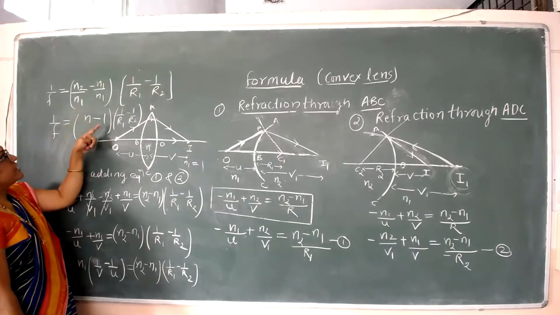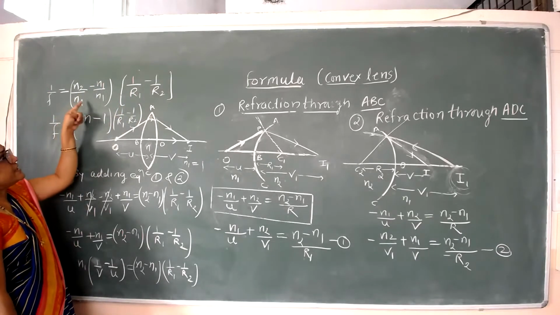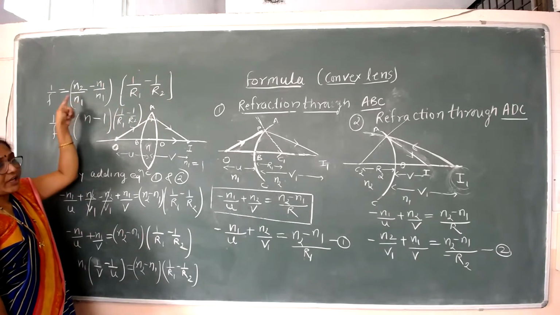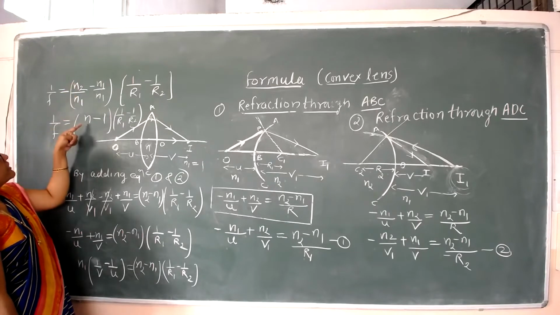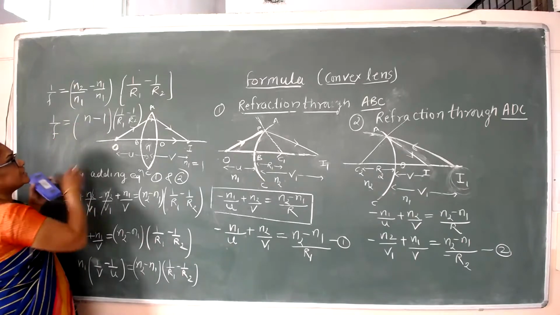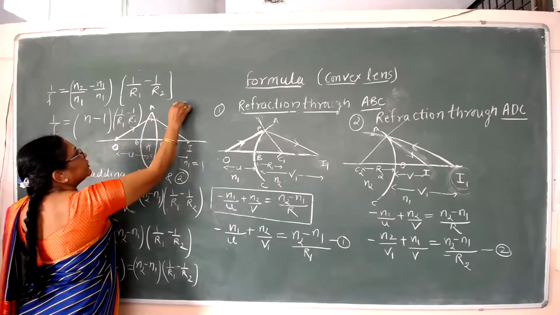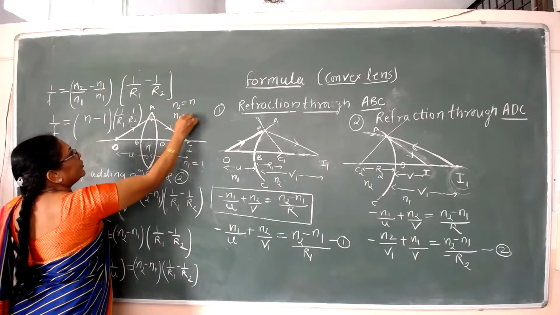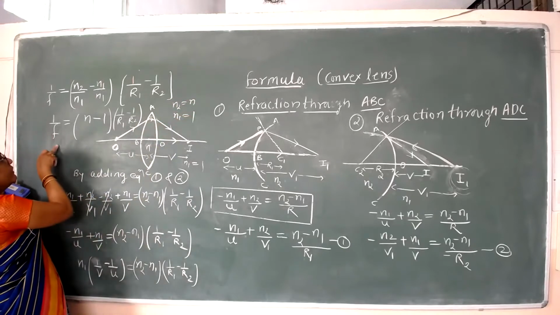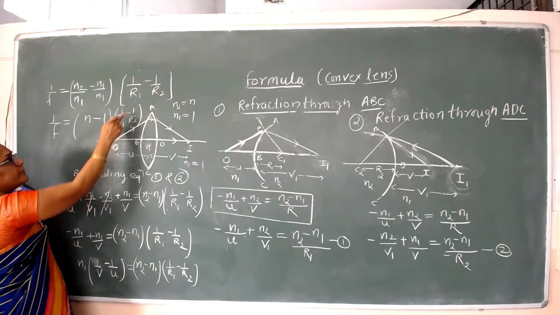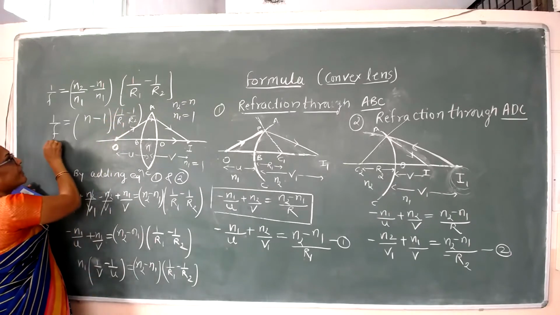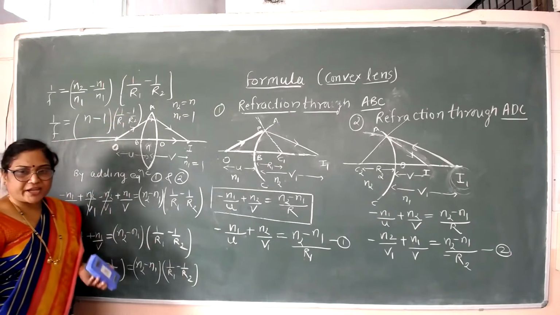So, n1 by n1 is equal to 1. If n1 is a rarer medium, if the value of n1 is 1, then we substitute 1 here and we take n2 is equal to n. We consider n2 is equal to n and n1 is equal to 1. Then 1 by f is equal to (n minus 1) in bracket (1 by r1 minus 1 by r2). So this formula is known as the Lens Maker's formula.